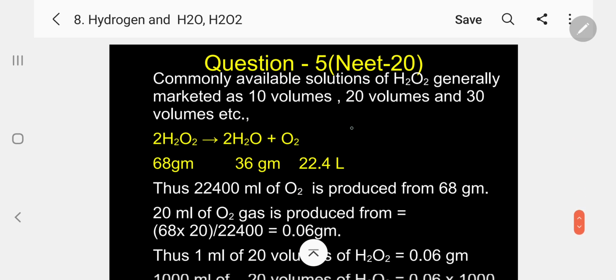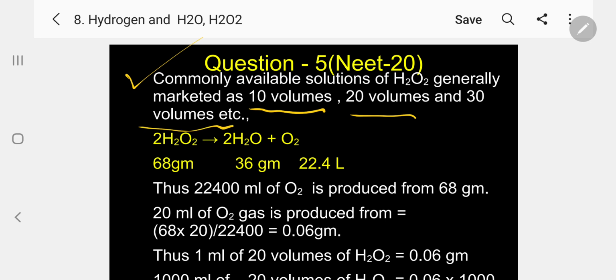This understanding is most important. Commonly available solutions of hydrogen peroxide are generally marketed as 10 volumes, 20 volumes and 30 volumes. What is the meaning of this? Let me explain. In the stoichiometry of the decomposition of hydrogen peroxide, 2 moles of hydrogen peroxide decompose to produce 2 moles of water and 1 mole of oxygen.